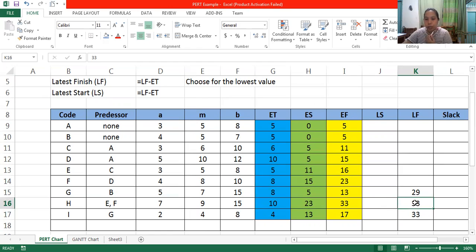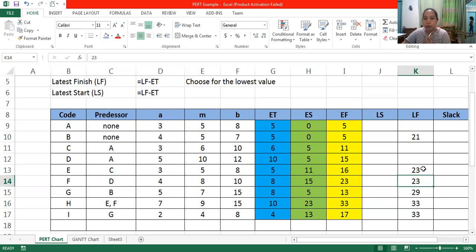33 minus ET, which is 10. 33 minus 10 is 23. We put that on the predecessors E and F, so 23 for E and 23 for F. Next we have the 29. 29 minus 8 is 21. We put it on B, so we put 21 here.